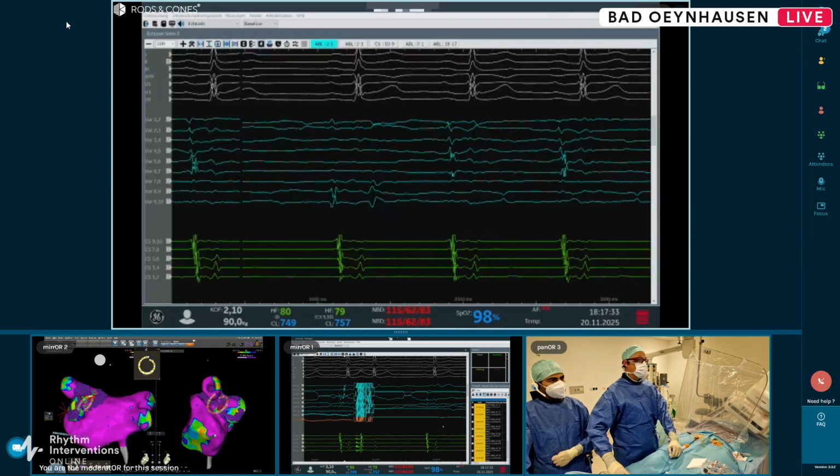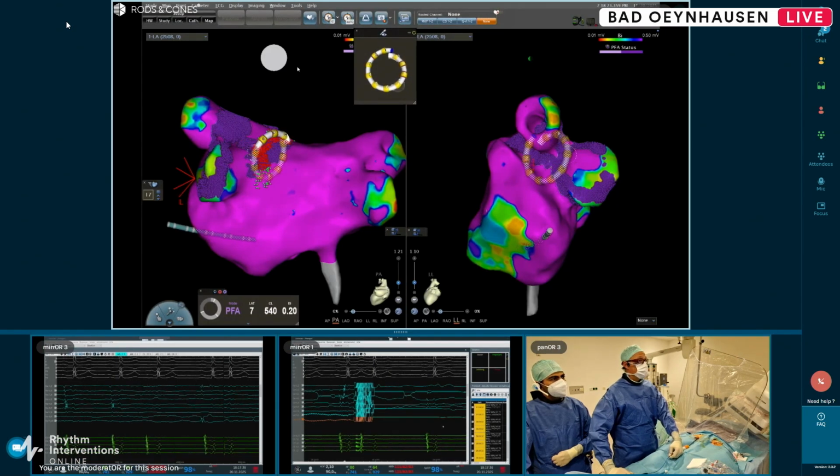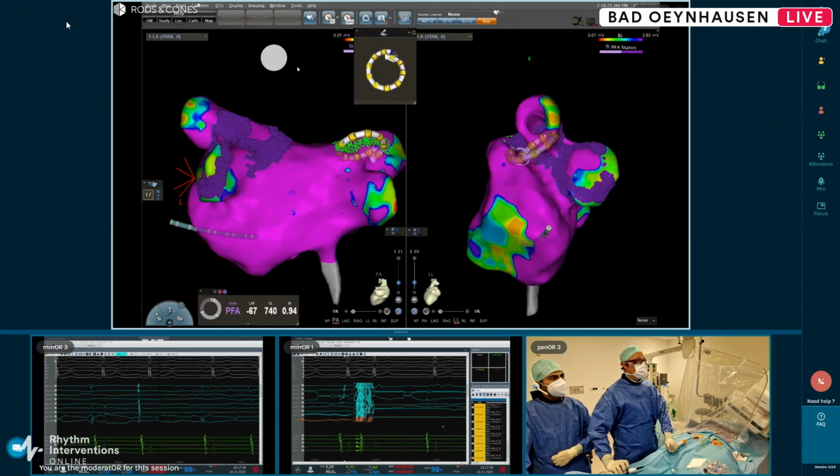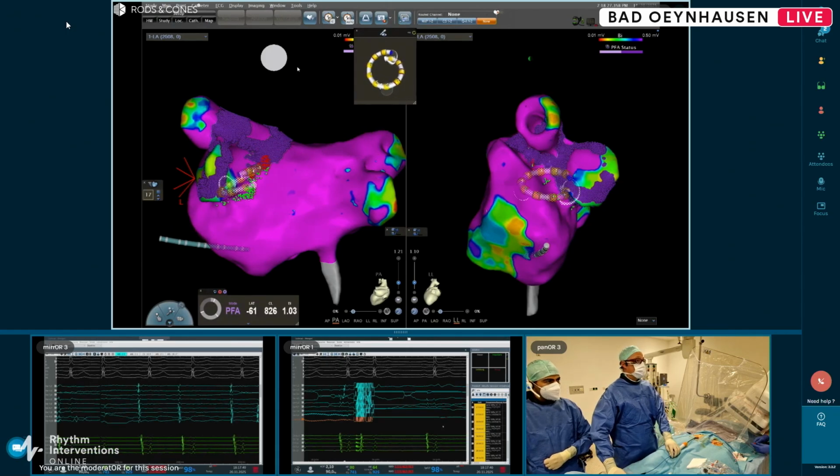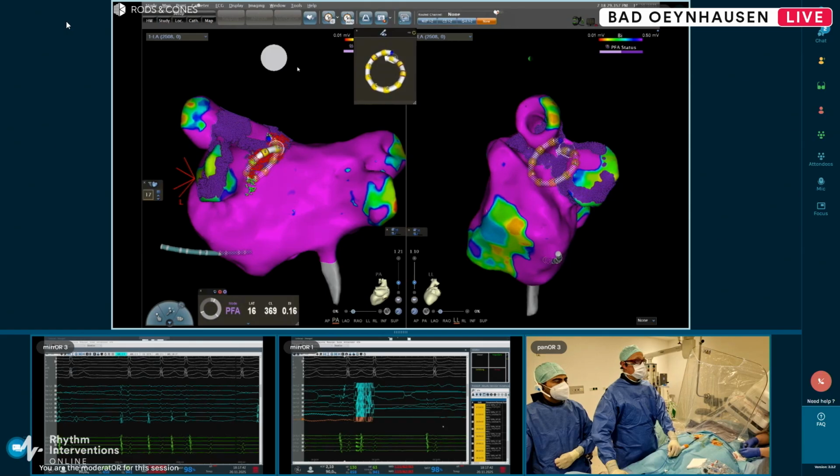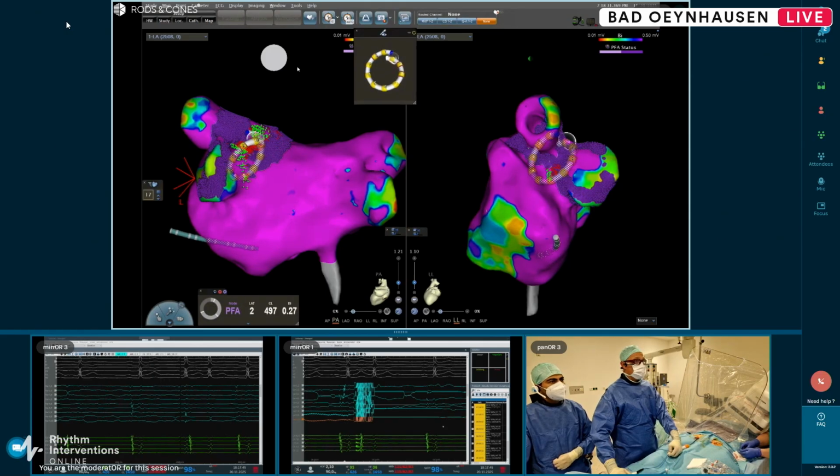Now, the inferior veins are sometimes a bit tricky. I don't know what your experience is. We will manage it somehow. Now we dropped off to the right-sided veins. Okay. So here is a good place for the next application, please.